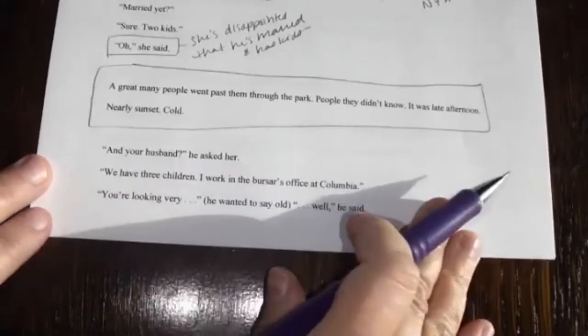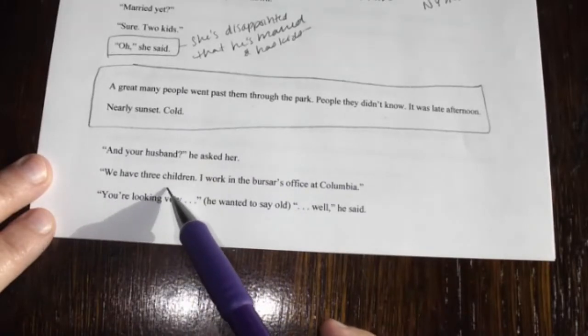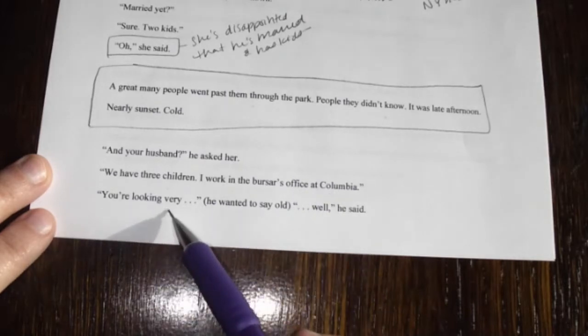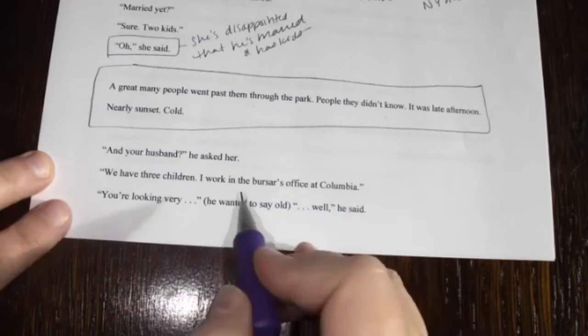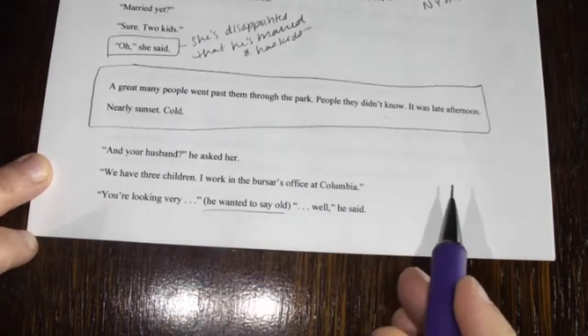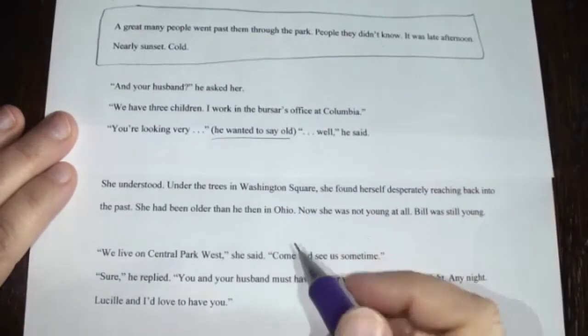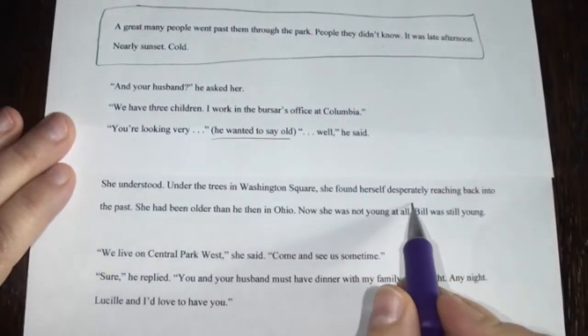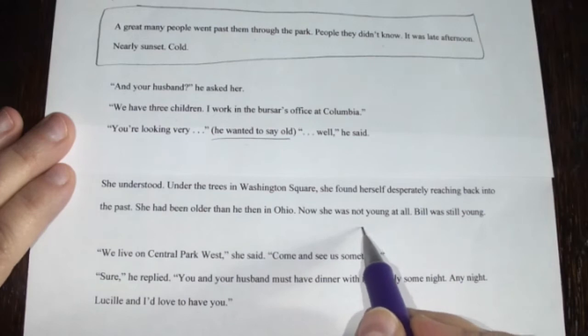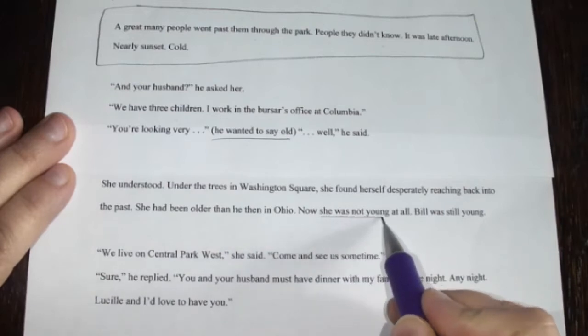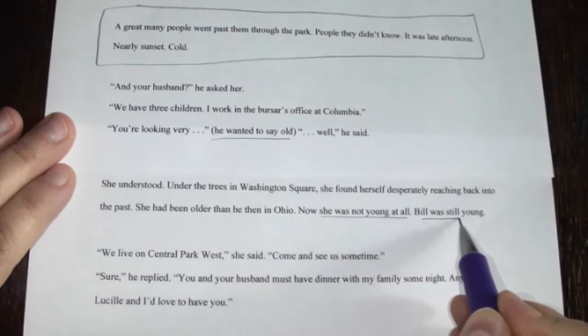"And your husband," he asked her. "We have 3 children. I work in the bursar's office at Columbia. You're looking very," he wanted to say old. "Well," he said. She understood. Under the trees in Washington Square, she found herself desperately reaching into the past. She had been older than he in Ohio. Now she was not young at all. Bill was still young.